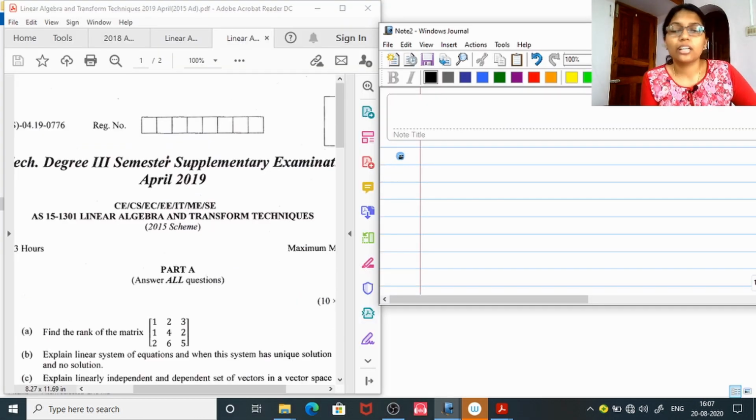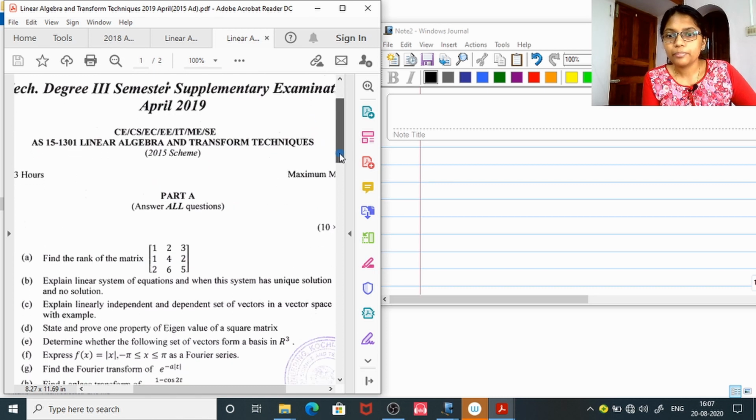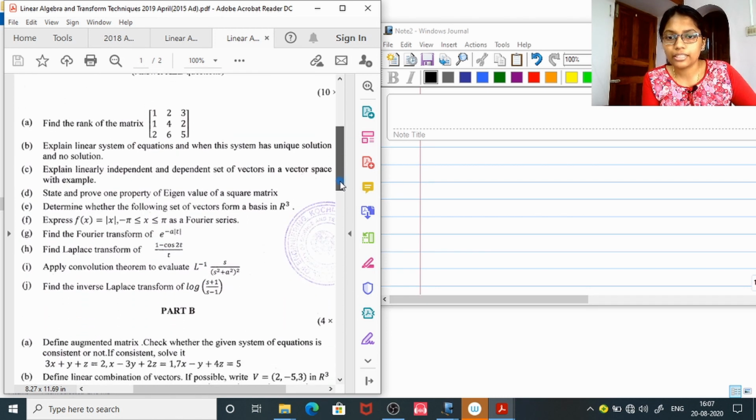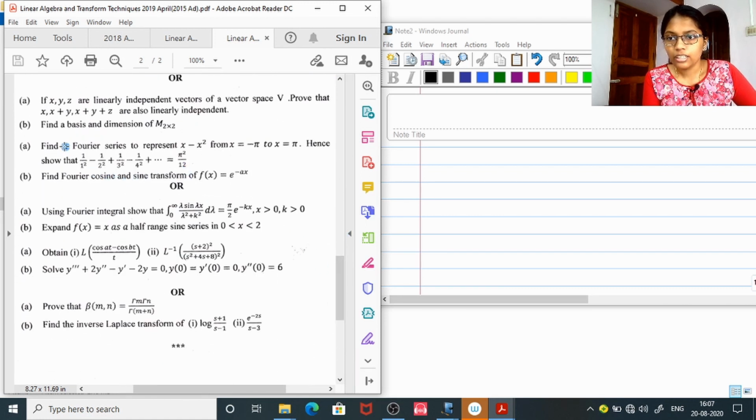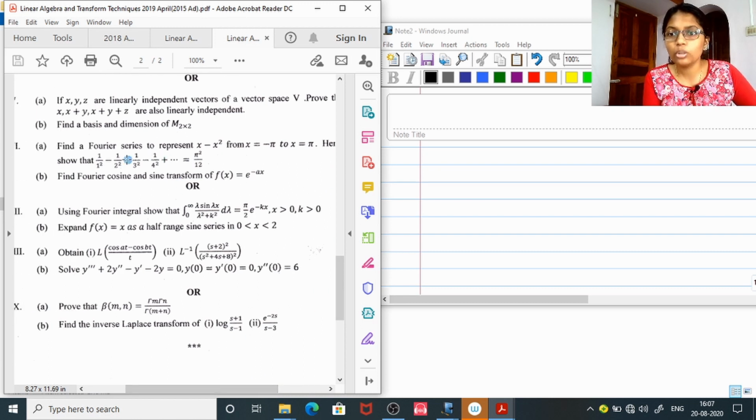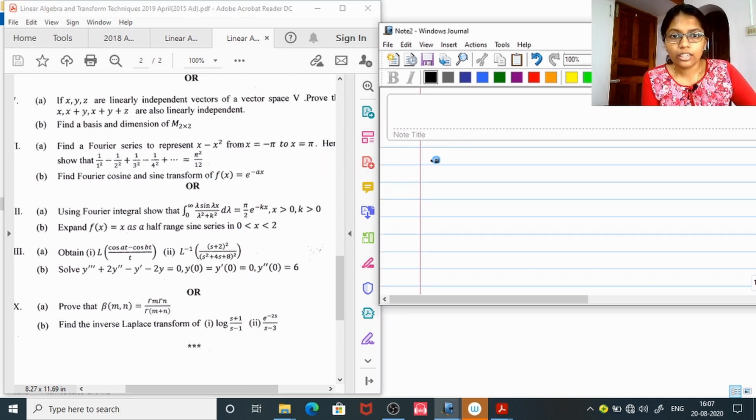See, let us now check out one last problem from Fourier series. This is a CUSAT question paper, April 2019 supplementary exam. Here I saw one problem like: find a Fourier series to represent x minus x square in the interval minus pi to pi, our same previous interval, and hence show that this series is equal to pi square by 12. Okay, let me write down. Here this time f of x is x minus x square and the range is same, minus pi to pi.